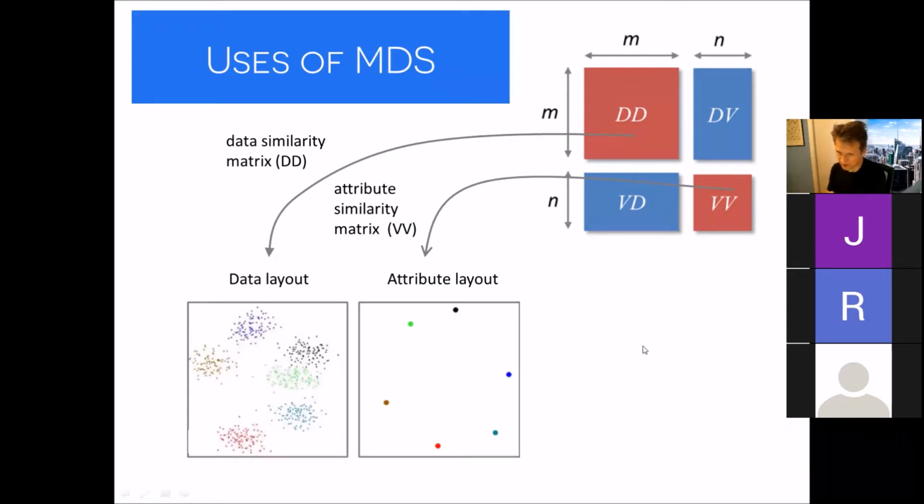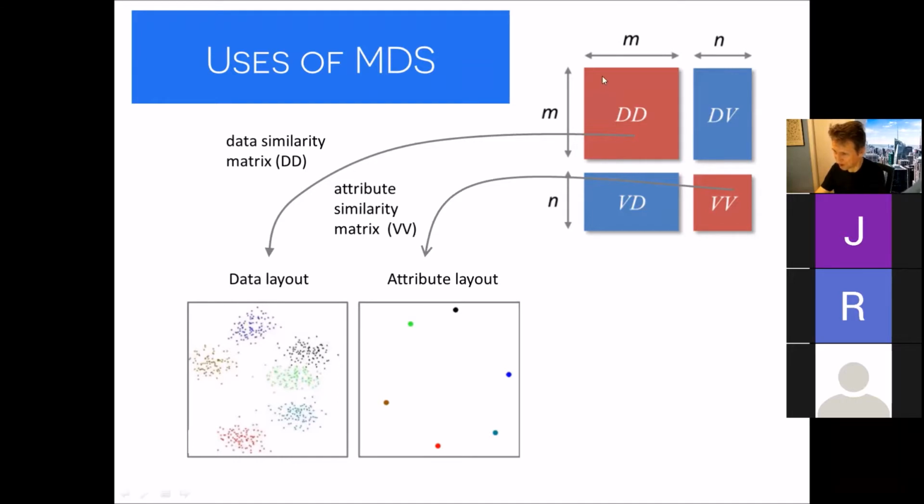There are basically two MDS layouts. One is with the data to data, and the other one is with the attributes. But they're not together, they're separate. So what can you do? You can create two more submatrices, the data-value and the value-data. This is basically the vectors of the data. There are M data points, and these are the different values they have in the attributes.